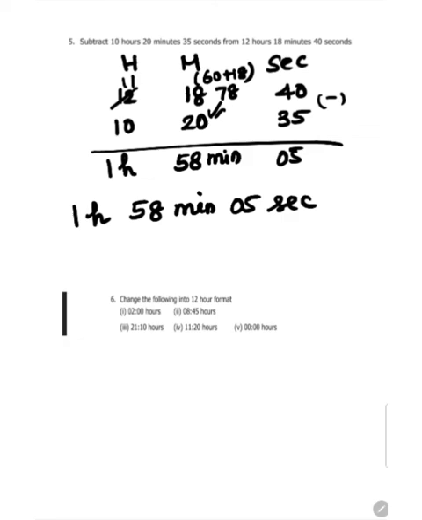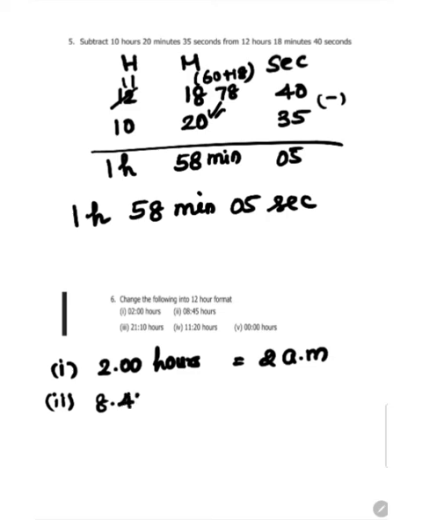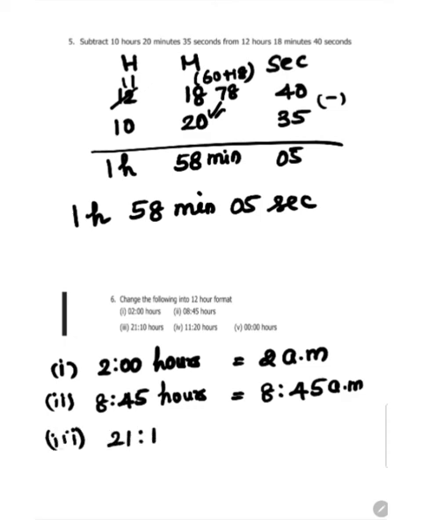The next question is: change the following into 12 hour format. The first one is 2 hours. 2 hours is nothing but 2 a.m. The next one is 8:45 hours, it is also in a.m., so 8:45 a.m. Then the third one is 21:10 hours.